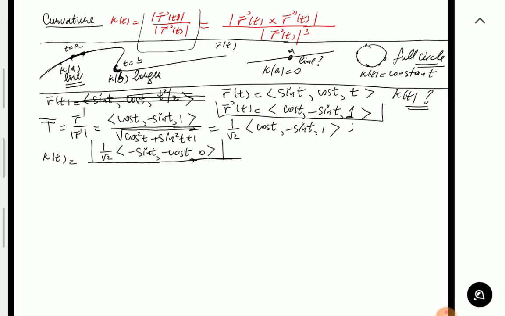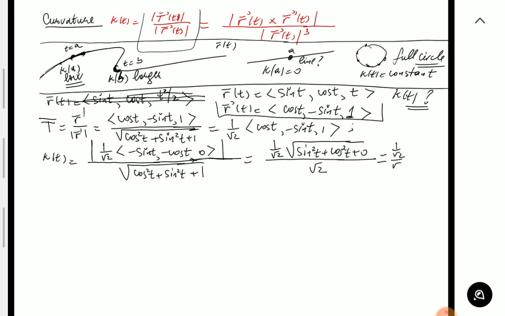Let's look at r prime here. That's going to be a square root. We did that before, but let's do it again. Square root of cosine squared plus sine squared plus 1. We can pull the scalar on the top out, and then the magnitude of the remaining vector is sine squared t plus cosine squared t, the minus signs cancel out, plus 0, over square root of 2. The radical again simplifies to 1, and everything simplifies to 1 over 2.